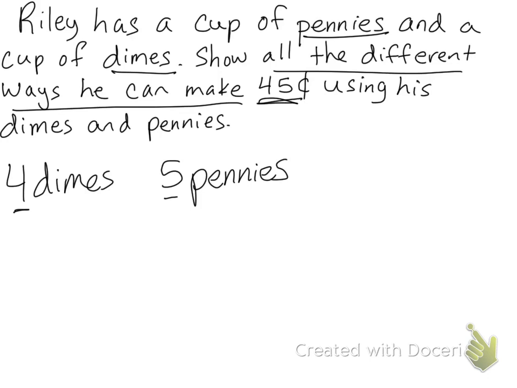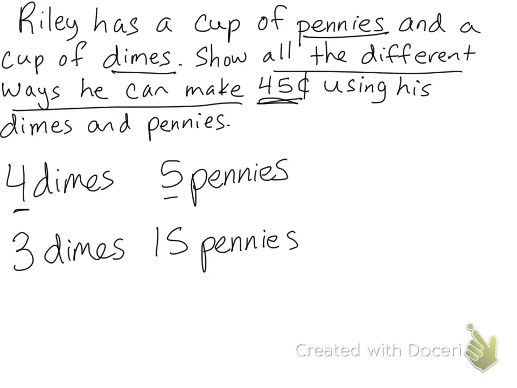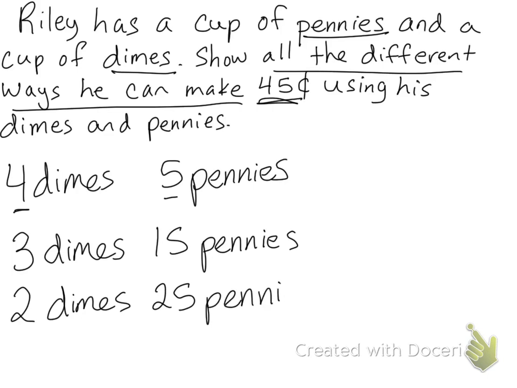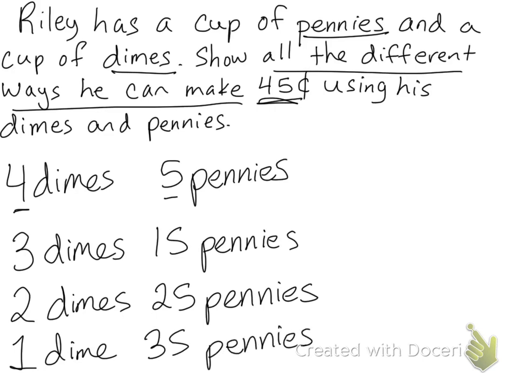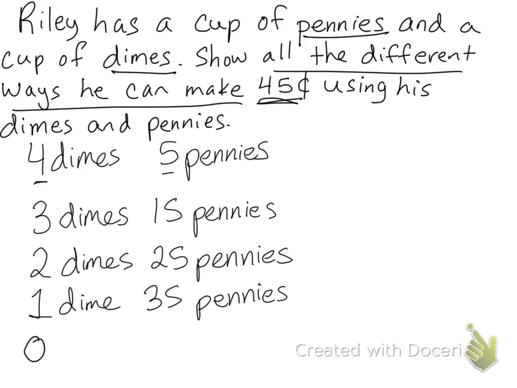So if I take 4 dimes and I trade one, I would end up with 3 dimes, and then I would have 15 pennies. Okay. Another way I can show this is I could trade another dime. So if you see, my dimes keep getting smaller by 1, and my pennies keep getting bigger by 10. So 2 dimes and 25 pennies. And then I can have 1 dime and 35 pennies. And finally, my last option would be I could have 0 dimes and 45 pennies.